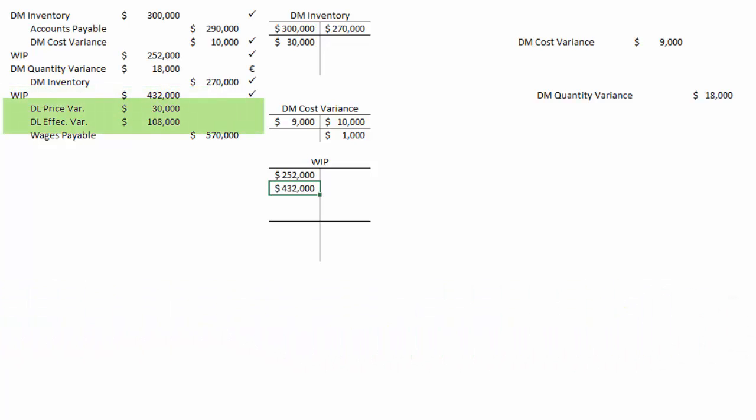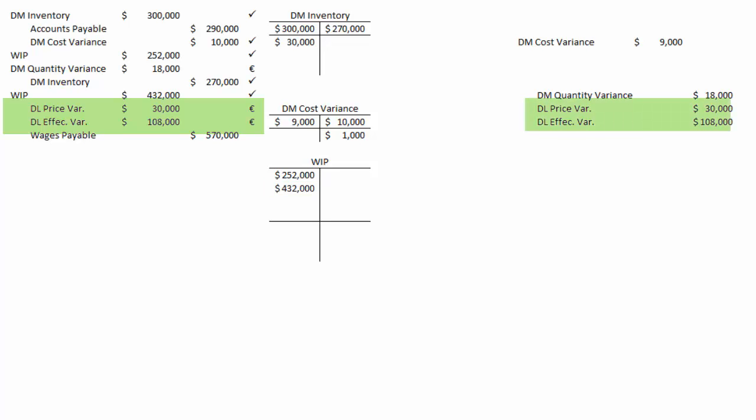And then we have a direct labor price variance and a direct labor efficiency variance. Both of those are debit balances. In both cases, we would like to just close those variance accounts out.